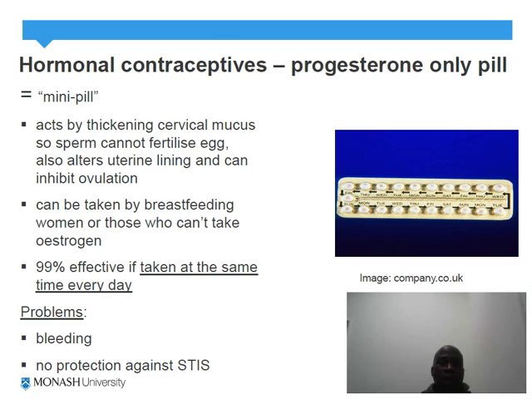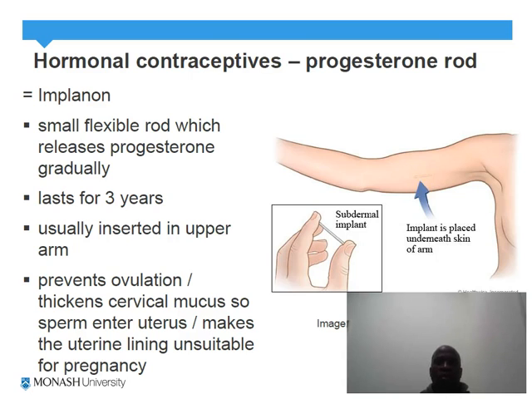Okay. Now, there are issues or side effects, for example, bleeding and no protection against STIs. It's important that people know that when you take such a pill, it does not protect you from catching HIV, viruses, etc. All right. There is another type of progesterone, but it's in the form of a rod, the progesterone rod, also called Implanon.